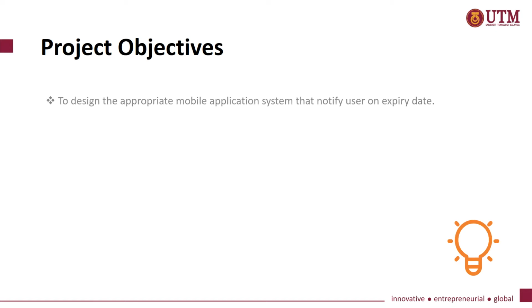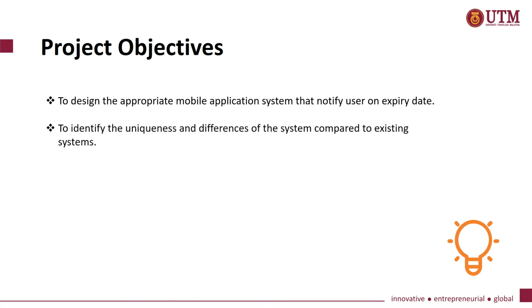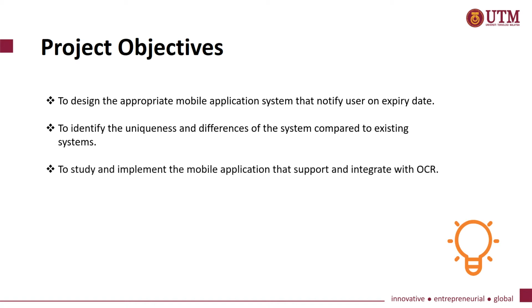So my objective in this project is to design an appropriate mobile application system that can notify users on their expiry date, and to identify the uniqueness and differences of the system compared to the existing system applications that are available on the Play Store right now. The last one is to study and implement a mobile application that supports and integrates with OCR technologies.